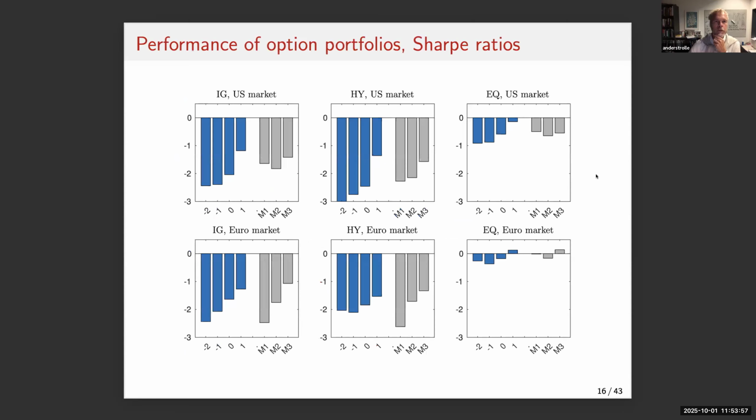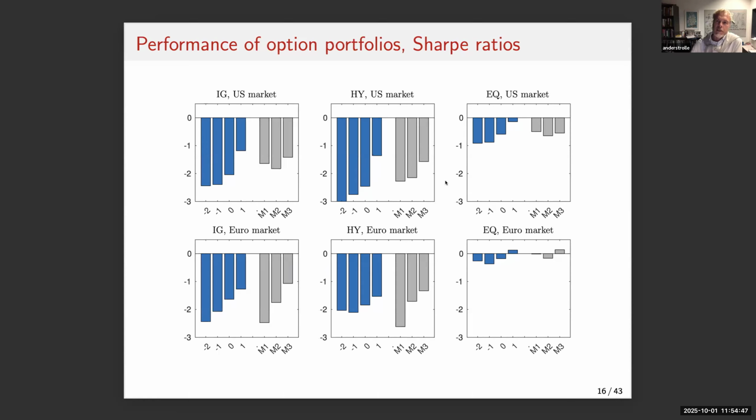Okay, so then here we simply report the Sharpe ratios on the 7 portfolios within each market. So we have options on investment grade credit, options on high yield credit, options on the equity index in the US and below in Europe. And so obviously the Sharpe ratios are for the most part negative. The striking thing here is that they are so much more negative on the credit side than on the equity side, right? And this holds true across different strikes, across different maturities. It holds true in IG and HY, holds true in the US and in Europe. So this is a very robust result.